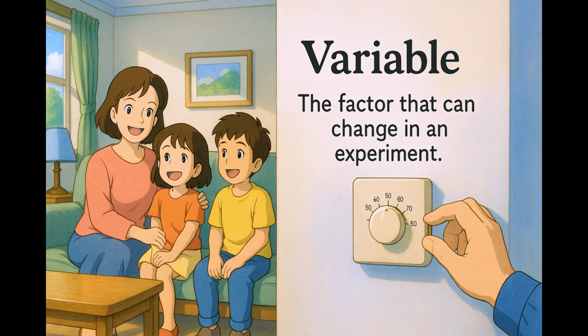Just as the thermostat setting is a factor you can change to see how it impacts the room's temperature, a variable in an experiment is an element that you alter to observe its effects on the outcome.